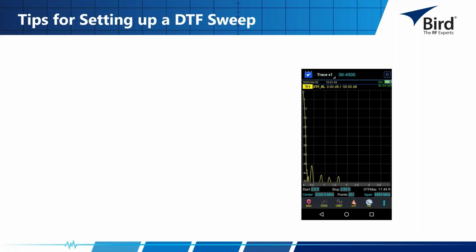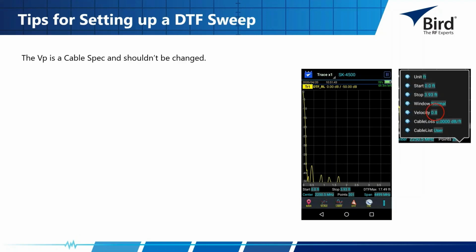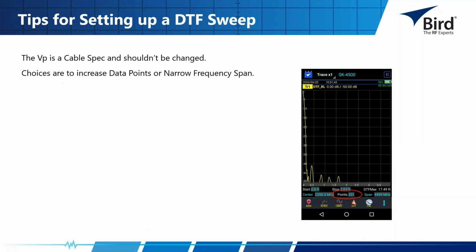If you want to see a cable 20 feet long, you're in trouble. So because the velocity of propagation is a cable spec, you shouldn't or can't really change that. So the choices you have are either to increase the data points or narrow the frequency span.